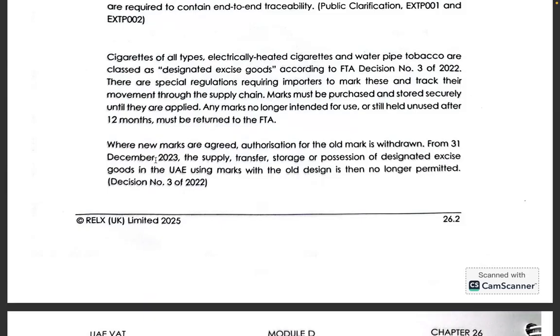From 31 December 2023, the supply, transfer, storage, or possession of designated excise goods in the UAE using marks with the old design is no longer permitted. This is decision number 3 of 2022. So 31st December 2023 is the cutoff date. From this date, the supply, transfer, storage, or possession of the designated excise goods in the UAE using the old design marks is no longer permitted.